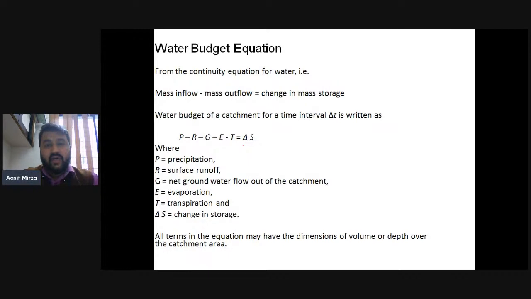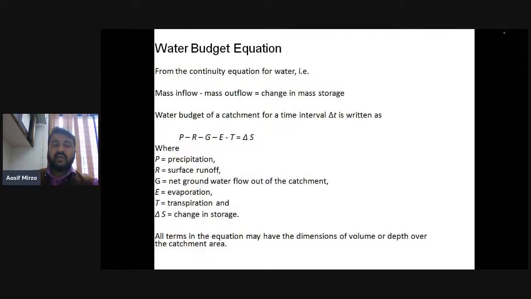The water budget equation of the catchment area for a time interval delta t is written as P minus R minus G minus E minus T equals del S, where del S is the change in storage, P is precipitation, R is the surface runoff, G is the net groundwater flow out of the catchment, E is evaporation, and T is transpiration. All these terms in the equation may have the dimension of volume or depth over the catchment area. This is the equation we have to use to calculate the water budget, del S.